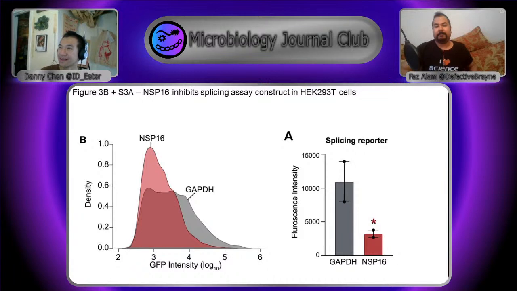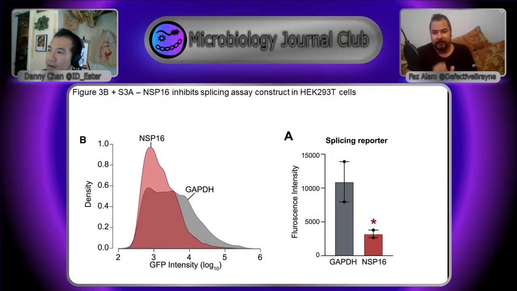And they get less. The peak basically shows that there's a lot of low-intensity GFP cells in the NSP16 cells, whereas in GAPDH it tends to be a broader spread of cells. The thing is, cells do slightly fluoresce green, so there is a fair bit of background. A lot of the signal would probably be from that.